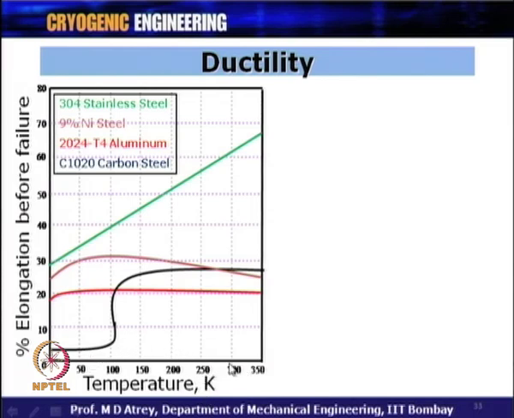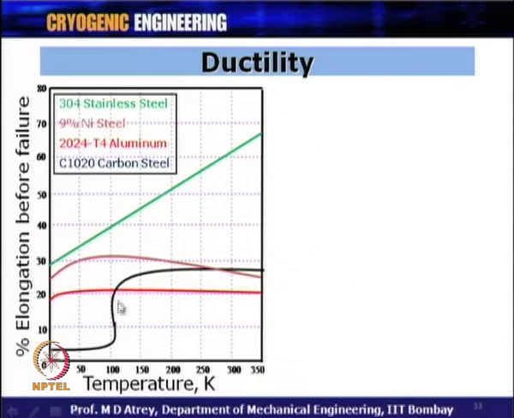As you can see, as the temperature gets reduced, the percentage elongation decreases. So, this is for stainless steel, this is for nickel, this is for carbon steel, and this is for aluminum. In all the cases, what you see is that as the temperature gets lower, the percentage elongation gets lower.